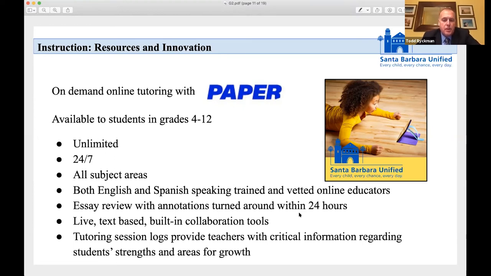Our tech coaches are providing training on the use of Paper itself and the dashboard in particular. So we're really excited to be able to provide this to our community. We know that private tutoring costs a lot, and it really excites us to be able to provide this to all of our families. And I will now pass it off to Ms. Carey.